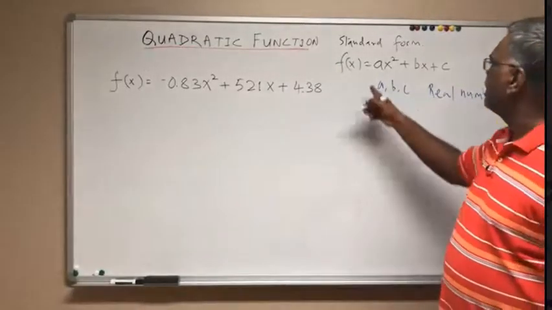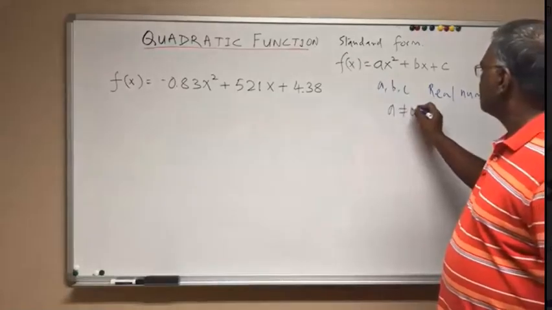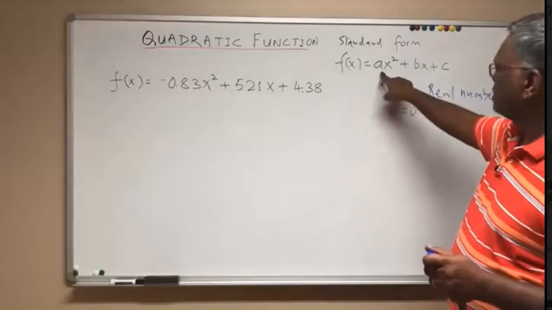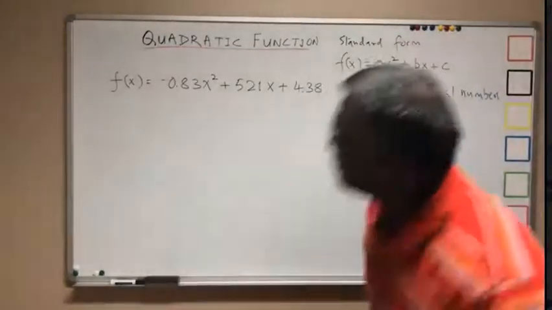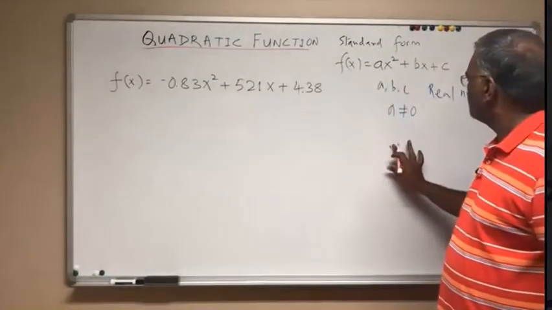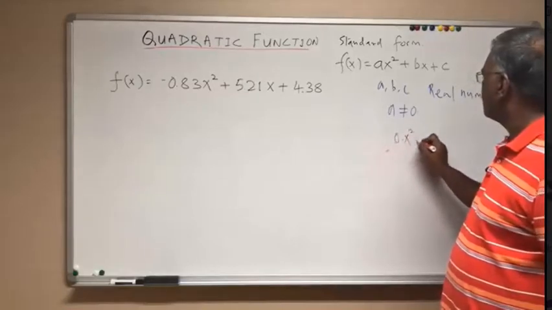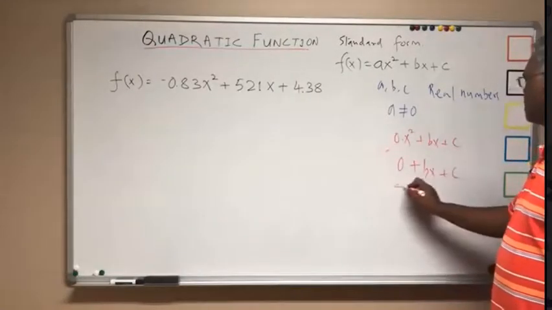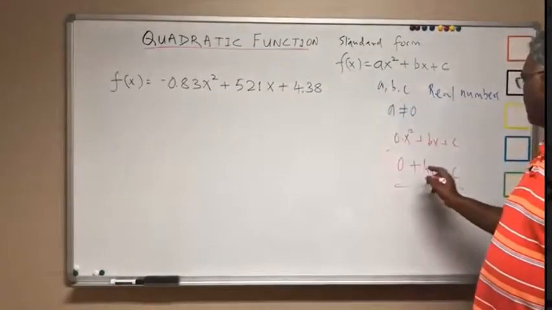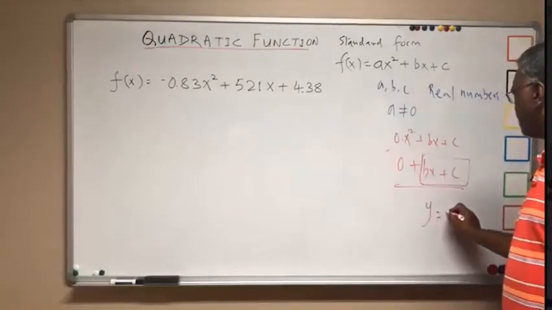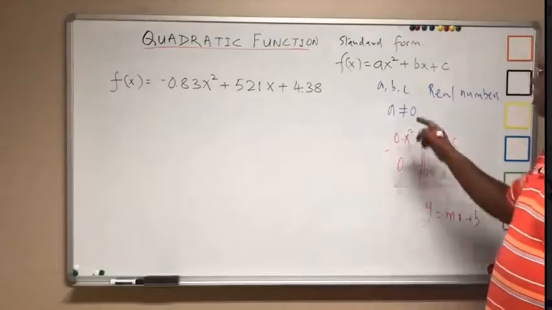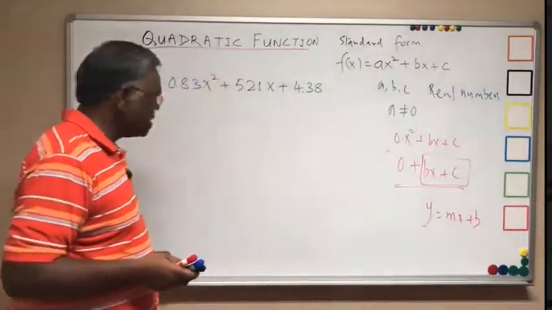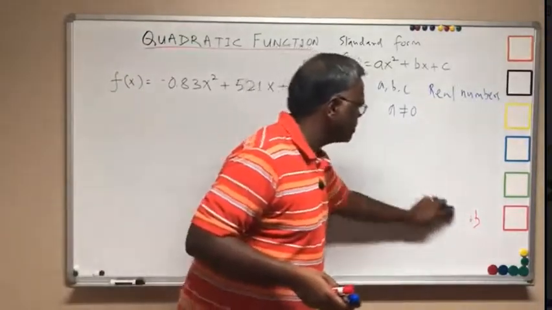And we always have to make sure that this a is not equal to 0. Right? What happens if a is equal to 0? Suppose a is equal to 0, this becomes 0 times x square plus bx plus c. So 0 times x square is 0, plus bx plus c. So this is no longer a quadratic function. It becomes a linear form, of the form y is equal to mx plus b, right? So that's why we have to specify that the coefficient of x square, or this leading coefficient, should not be equal to 0. Okay, so that is the standard form.